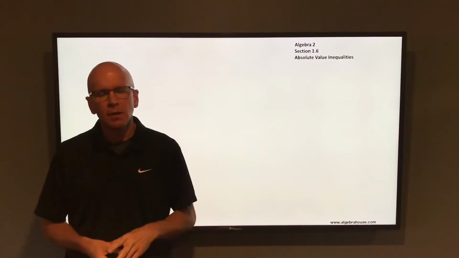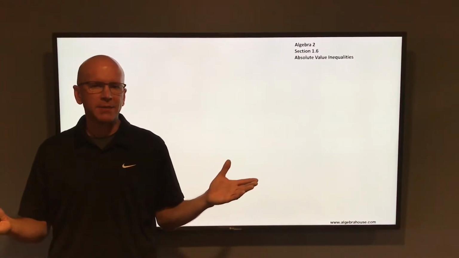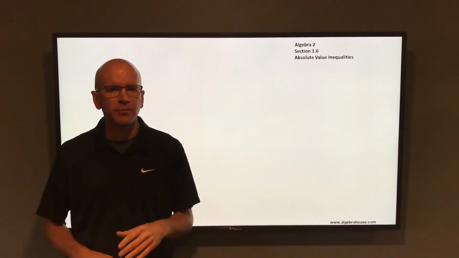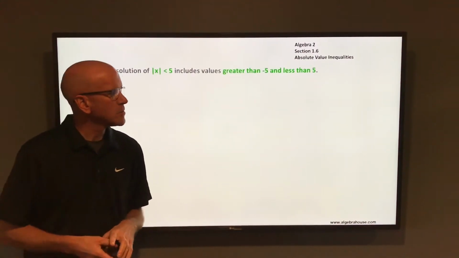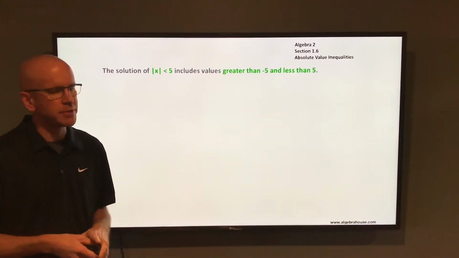It's 7. Or if you're asked, what is the absolute value of negative 3? What you're really being asked is, how far is negative 3 away from 0? It's 3. So for absolute value inequalities, you want to think of them in terms of distance away from 0.